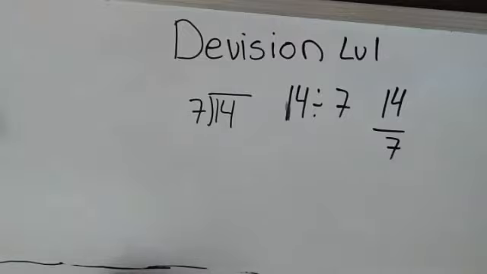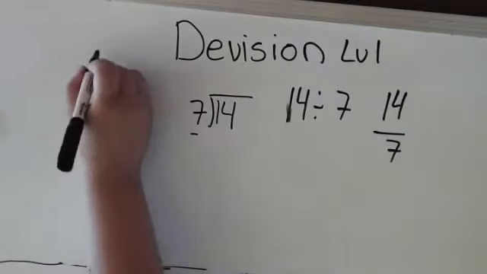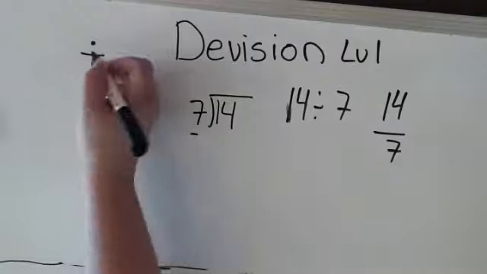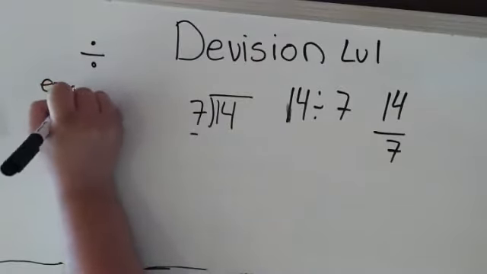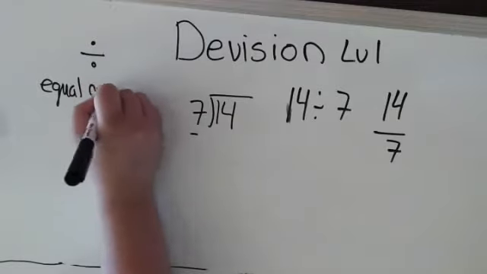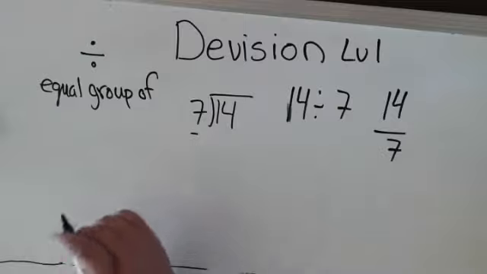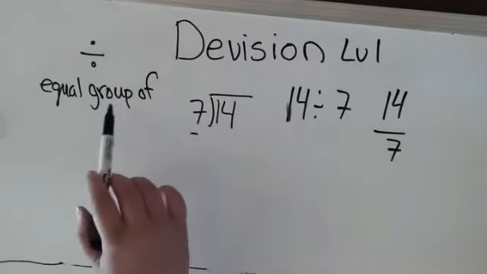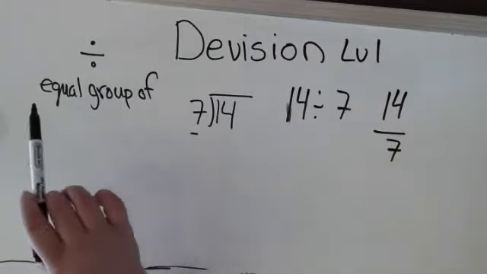All of these say the exact same thing. All of these say 7 equal groups of 14. So that means this division symbol here, we'll use this one. That means equal groups of. Now, if you remember the multiplication lesson, you'll remember that the multiplication symbol said groups of. The division symbol says equal groups of.